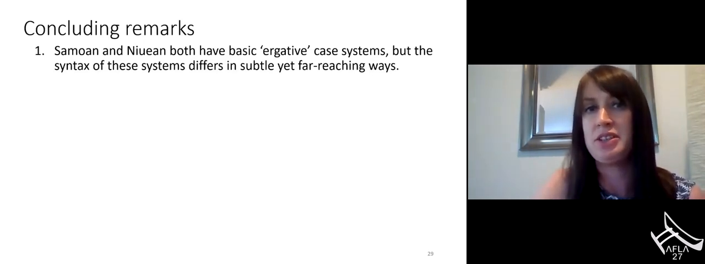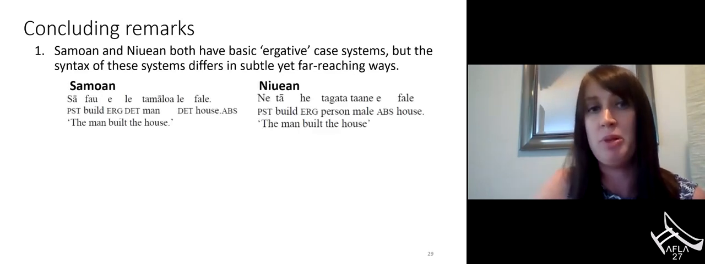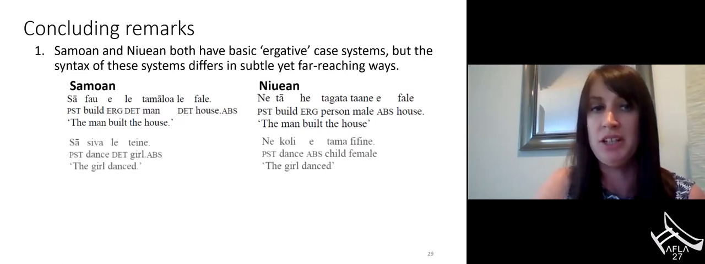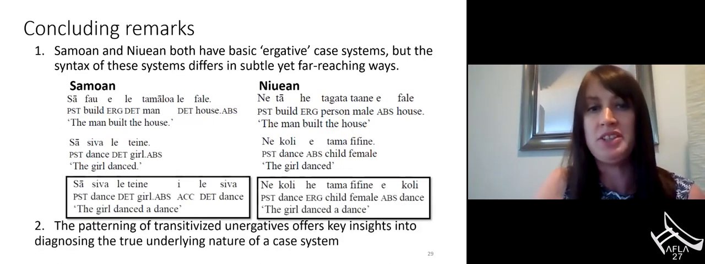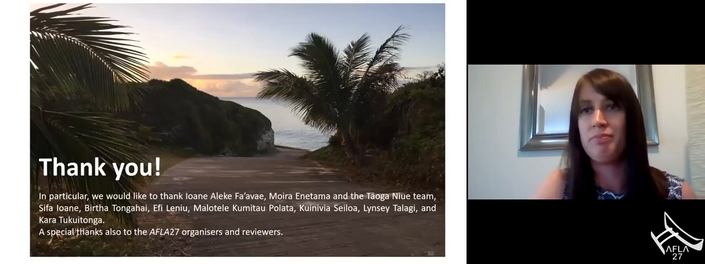So there's the data from the beginning again, and we see the man built the house, ergative, absolutive in both languages, and the girl danced in the intransitive, absolutive subject. But it's where we transitivize an ergative subject, as shown at the bottom, that we see a difference, and this difference we're saying offers key insights into diagnosing the true underlying nature of a case system. Thank you.